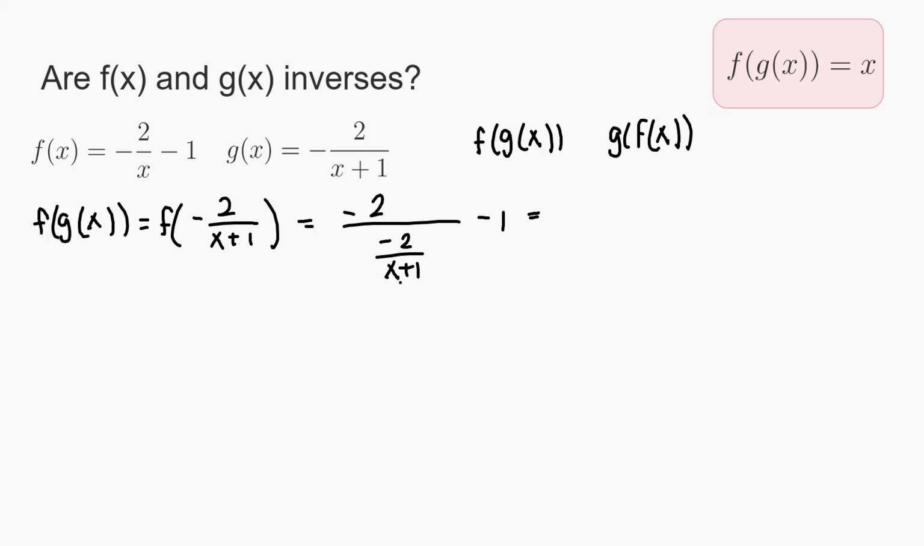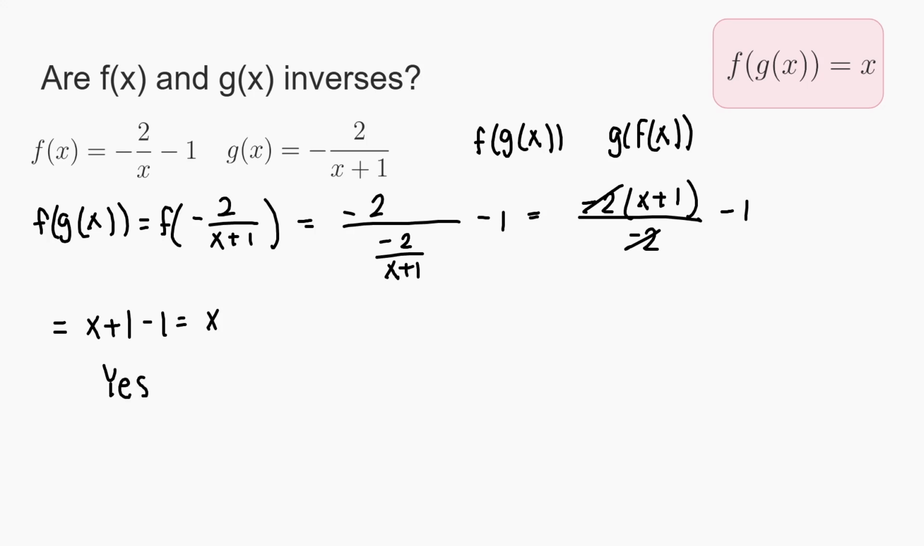And as you can see, we have a fraction in the denominator, so we can kind of flip that over to get -2 times x plus 1 divided by -2 for this fraction, and then we can get -1. Continuing simplifying, the -2's can cancel out, so we get x plus 1 minus 1 equals x. Because the composition of these two is x, we know that these are inverses. Yes. f of x and g of x are inverses.